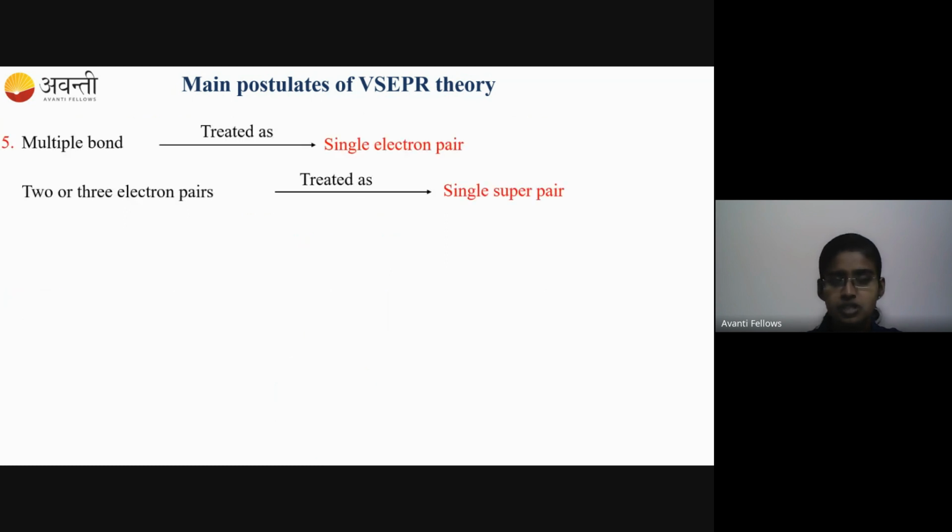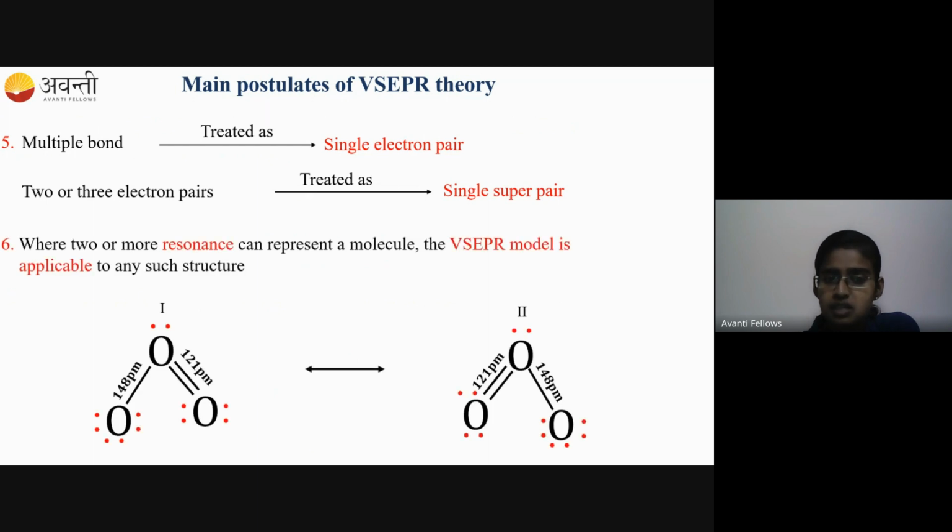Now coming to the fifth postulate: a multiple bond in a molecule is treated as a single electron pair, and 2 to 3 electron pairs are treated as a single super pair. When 2 or more resonance structures can represent a molecule, the VSEPR model is applicable to any such structure. For example, ozone. The resonance structures for ozone are given here. As we all know, ozone has 2 resonance structures. VSEPR theory can be applied to either of these 2 structures. We can predict the shape of the ozone molecule by using either of these 2 resonance structures. Got it? So these are the main postulates of VSEPR theory.